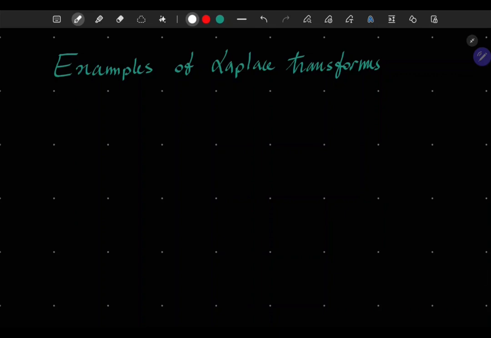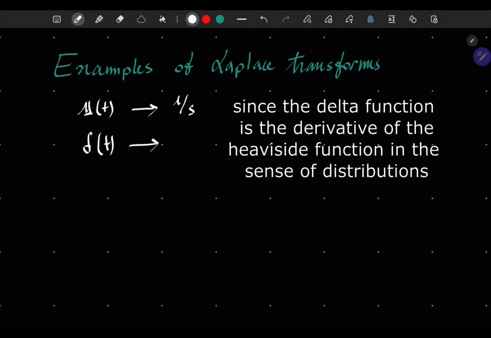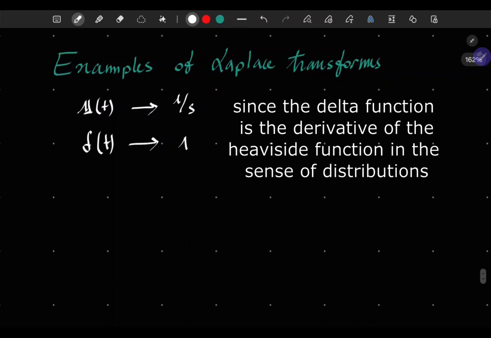We can now list some examples of monolateral Laplace transforms. The first one will be the transform of the Heaviside function, 1(t), and this becomes 1 over s. And we can also transform the Dirac's delta function, and we can do it, for example, by using the derivative in time property, and this will be 1. And actually it's s times the Laplace transform of the Heaviside function.